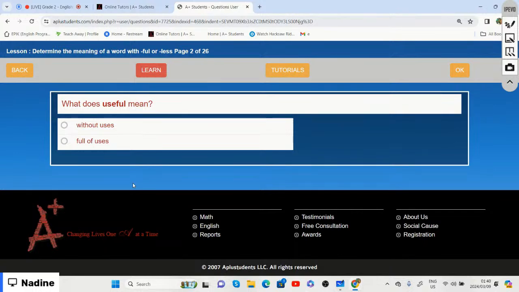All right, so if we choose the correct one, which is useful, then the meaning of useful, right? The meaning of useful means full of uses. It's full of uses because the word full basically means full of.